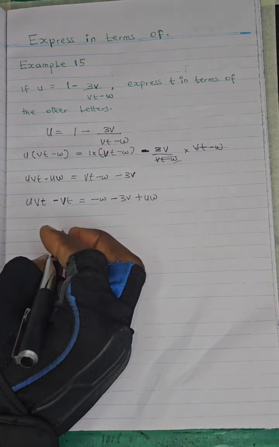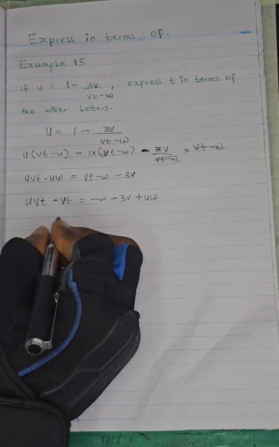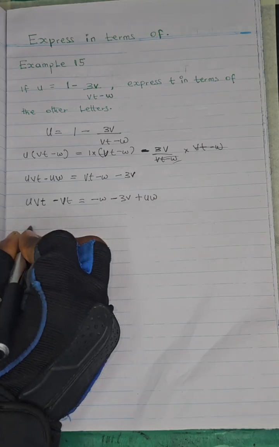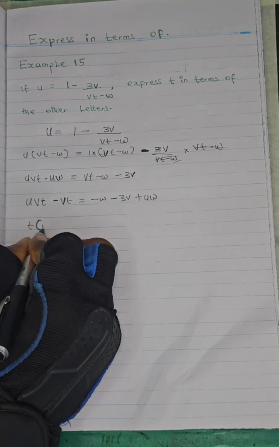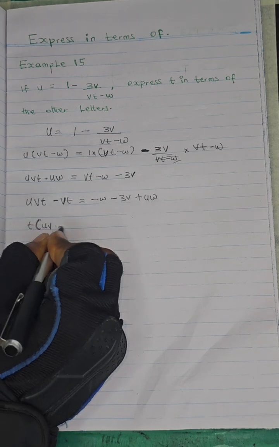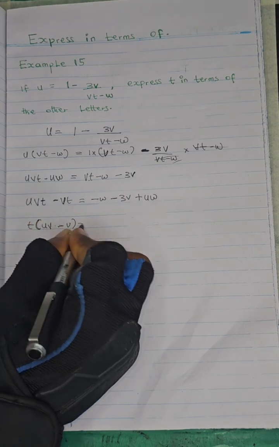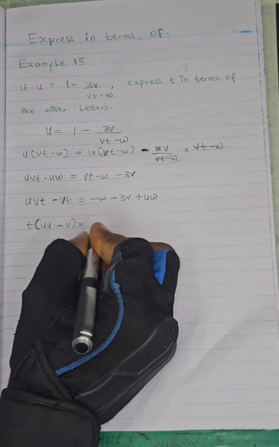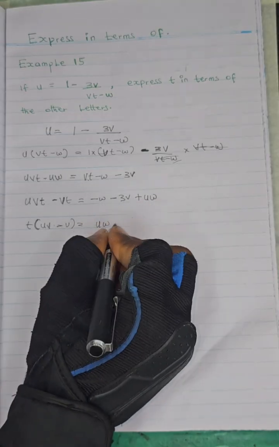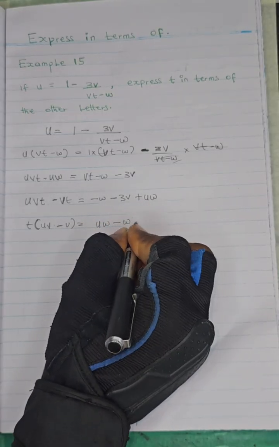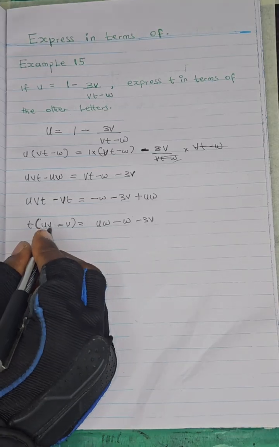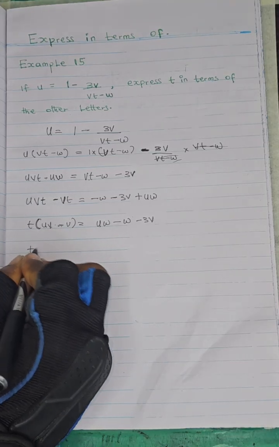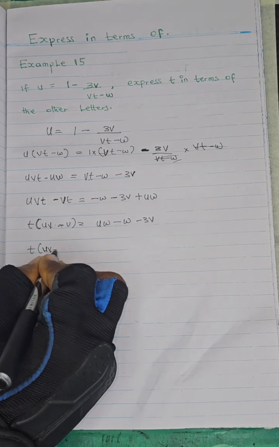So the next thing we are going to do is take t out. We don't have t in bracket, so uvt divided by t will give you uv, minus vt divided by t will give you v, is equal to, let me rearrange this. I'll have uw, I'm bringing this first, so the rest is minus w minus 3v. So we divide both sides by uv minus v, so we have t times uv minus v.